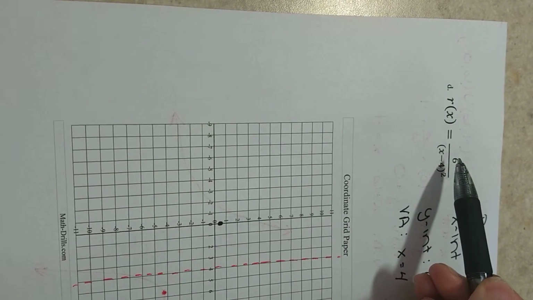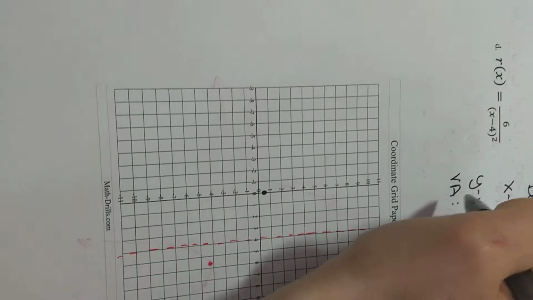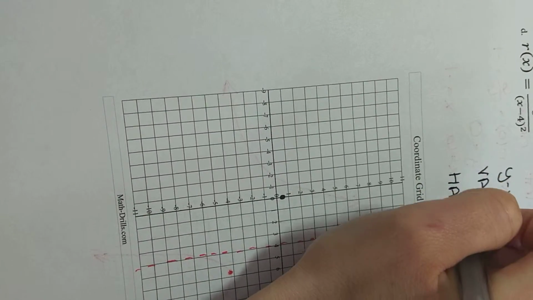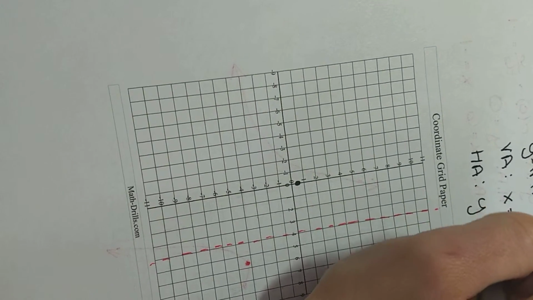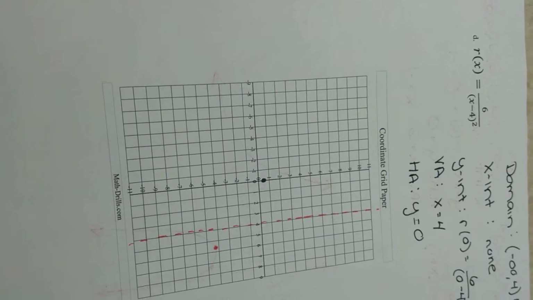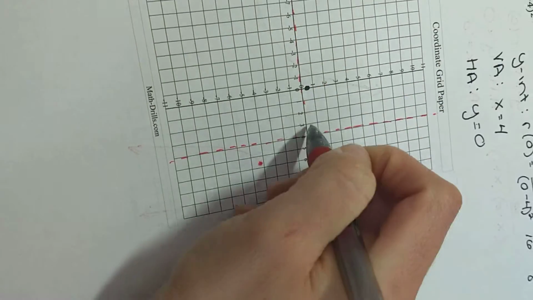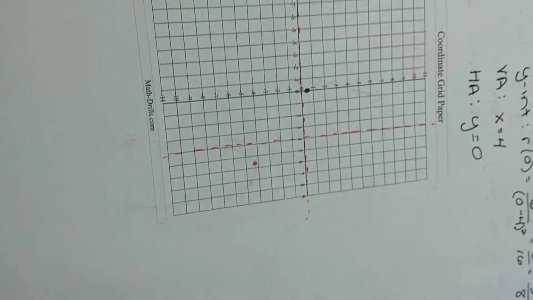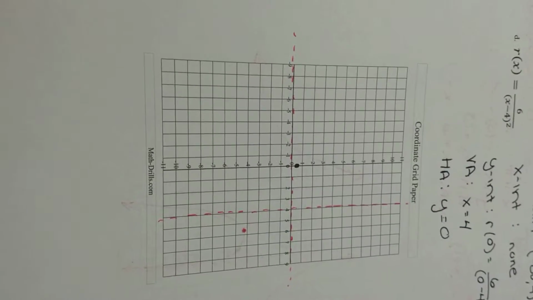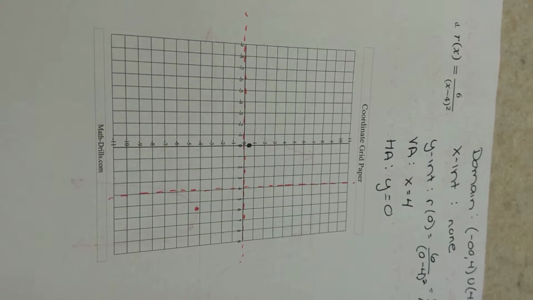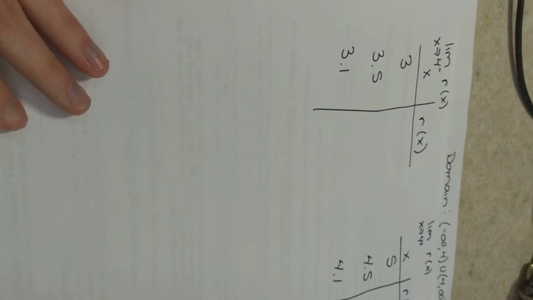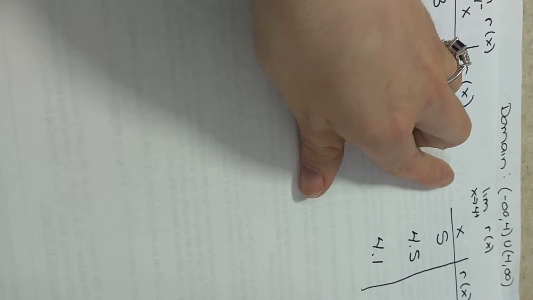Now again, since the degree of the numerator is smaller than the degree of the denominator, that means we have a horizontal asymptote, and that is going to be at y equals 0. So that's going to go across the x-axis there. Okay, so I have a vertical and a horizontal asymptote. The last thing I need to do is to determine the behavior around my vertical asymptote. So we're looking at the limit as the rational expression approaches 4 from the left, and the limit as the rational expression approaches 4 from the right.